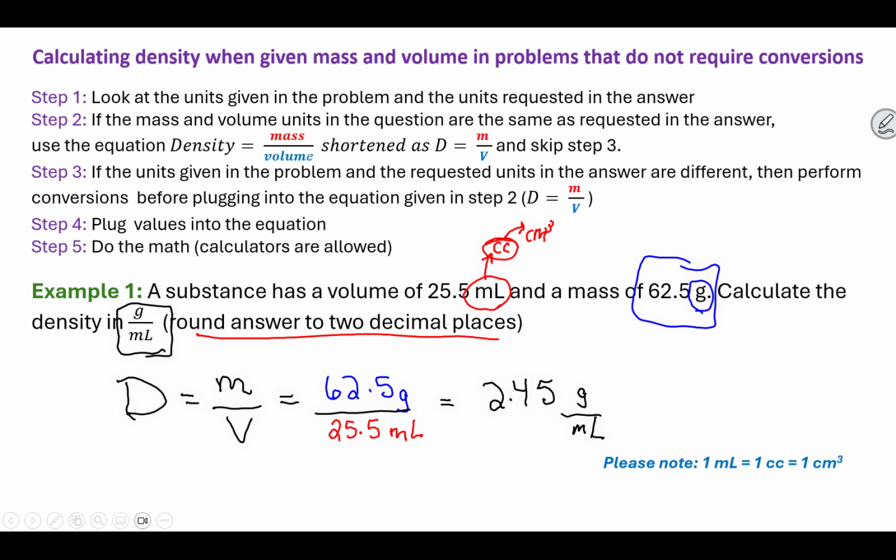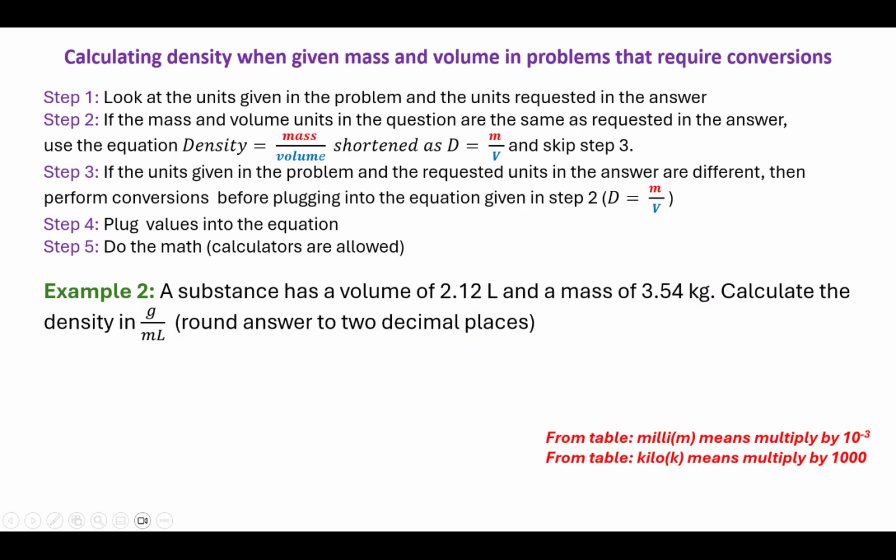Let's look at a more complicated problem where the units for mass or volume aren't the same as the units in the requested density. So in this problem, a substance has a volume of 2.12 liters and it has a mass of 3.54 kilograms. And what we're looking for is a density in units of grams per milliliter. So how do we do this?